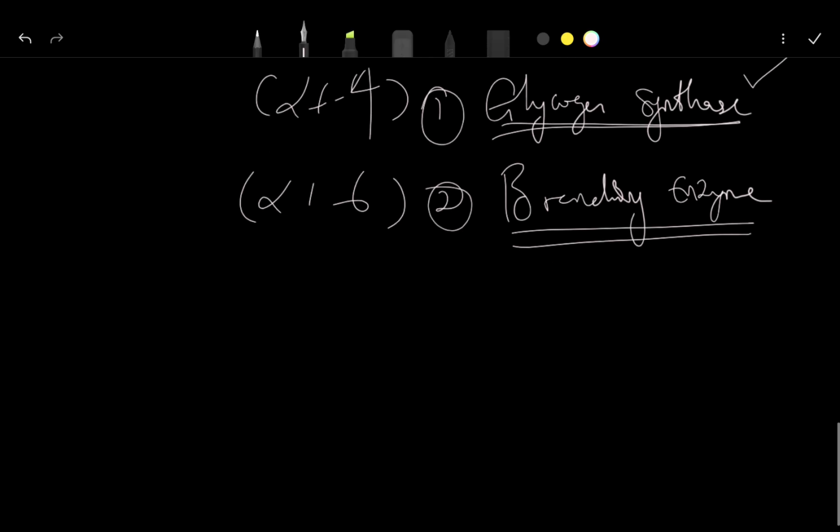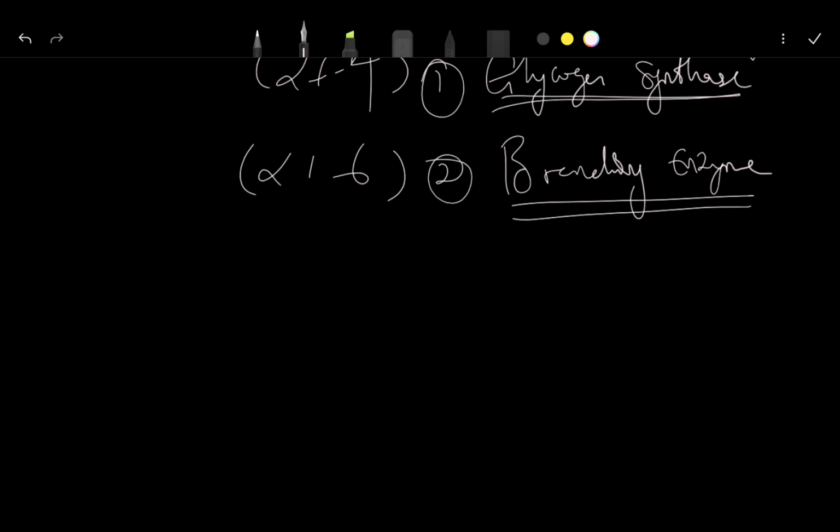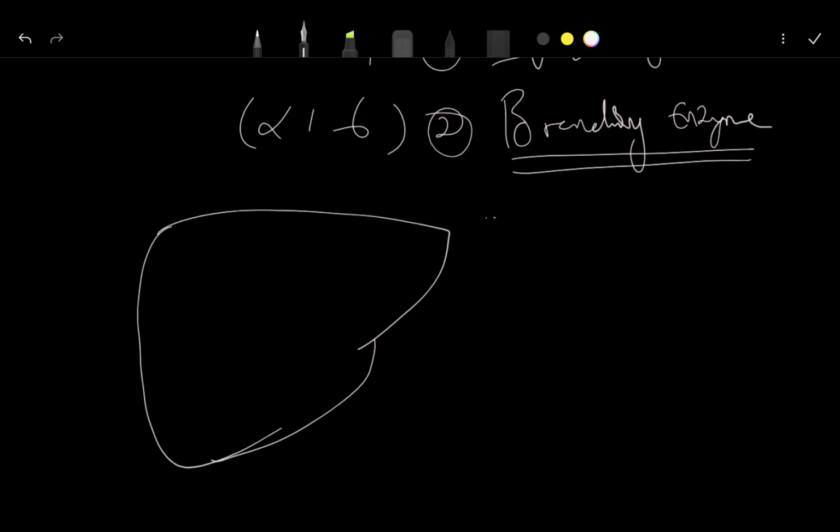Now, since we know that the starting molecule for glycogen synthesis is glucose, because glucose is the monomer, it means that if we want to synthesize glycogen, we must get our glucose. Now, I will picture that this is our liver here. Then glucose is going to enter this liver like this. So this is glucose. Glucose has entered the liver.